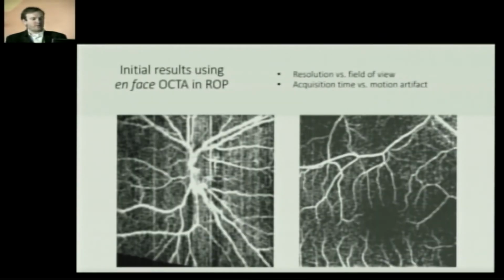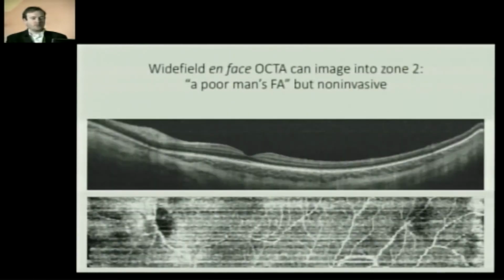So these are some of our first images of using OCT angiography in children. And again, this isn't necessarily better quality than an angiogram, fluorescein angiogram, but it could be obtained in theory on every child that you're screening. Here's an example of a wide field OCT angiography, and I'll acknowledge that there's a lot of motion artifacts. So you could sort of think of this as a poor man's fluorescein angiogram. But again, you could see that the vasculature goes out into zone 2, because here's the corresponding OCT, and you could say there's no neovascularization seen on these images.